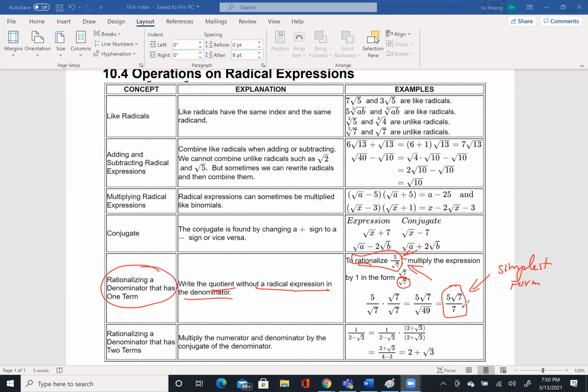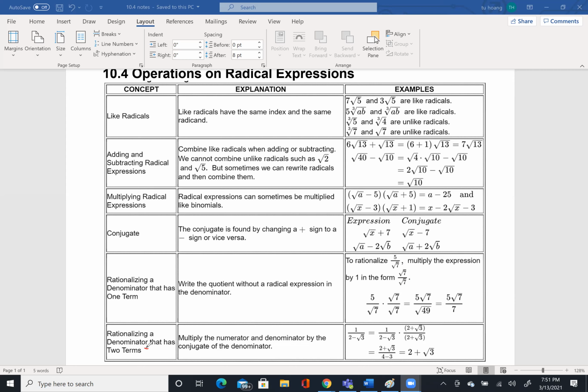So they say we don't want to have a radical at the bottom, and in order to do that, you must multiply by itself or some way that makes the radical go away. So here we have square root of 7 at the bottom. You must multiply by square root of 7, so you have square root of 49, which gives you 7 at the bottom, but the top has to multiply by square root of 7 also. So the top now becomes 5 times square root of 7. That's the reason why we talk about rationalizing a denominator that has one term.